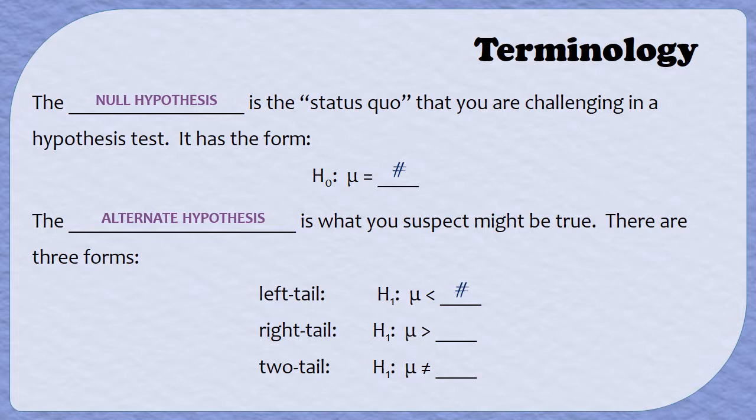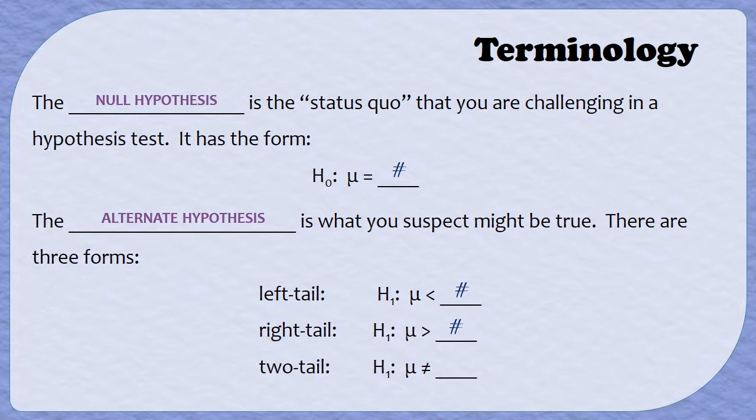So a left-tailed alternate hypothesis is if you suspect the true mean to be less than the claim. If I were to make a claim that the average temperature in Utica, New York is 12 degrees in June, you would look at me funny and say that's ridiculous. The average temperature in June is much higher than 12 degrees, so you would be making a right-tailed test. So you would say that mu is larger than some number.